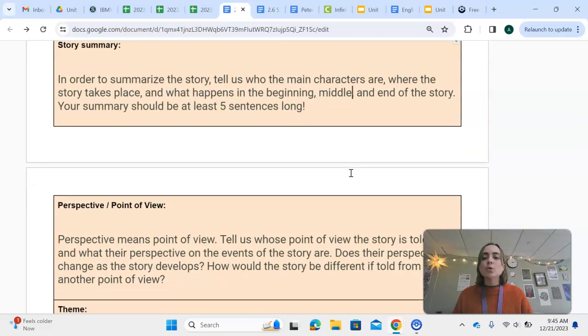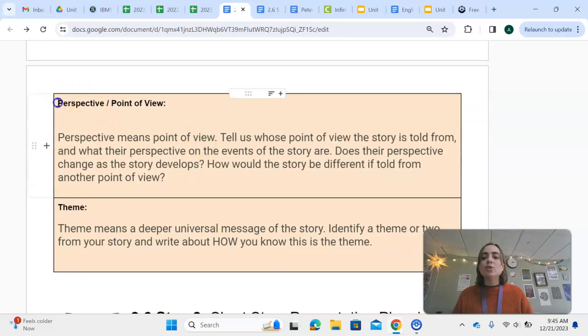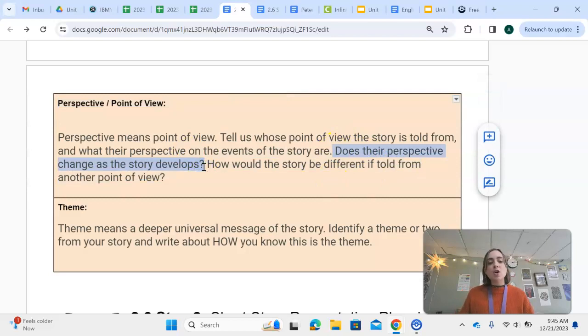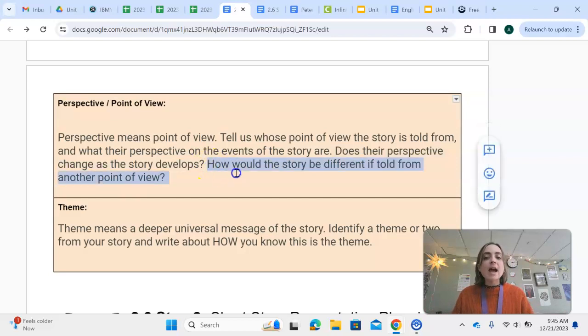After you complete the story summary, I want you to move on to perspective or point of view. So for this, you're going to have to look at who is narrating or telling us this story. What is the point of view, or whose perspective are we seeing? I also want you to think about, does their perspective change at all from the beginning of the story to the end of the story? And how would this story be different if it was told from a different perspective or a different point of view?